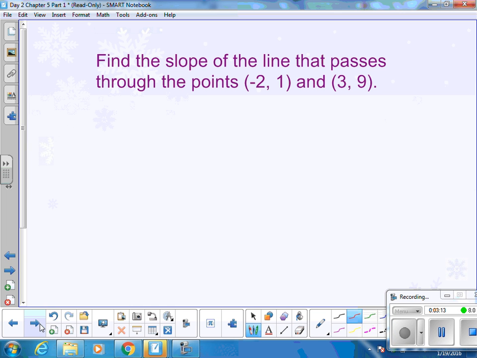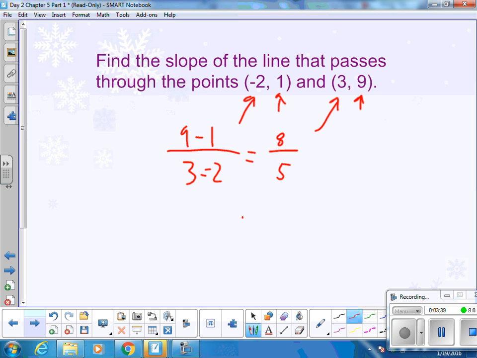This is where we're going to find the slope that goes through each of these points using that ratio, the change of y to the change of x. So I'm going to use my 2 points. So 9 minus 1 over 3 minus -2. 9 minus 1 is 8. 3 minus -2, which is adding, is 5. So my slope is 8/5. It rises 8 and runs 5.